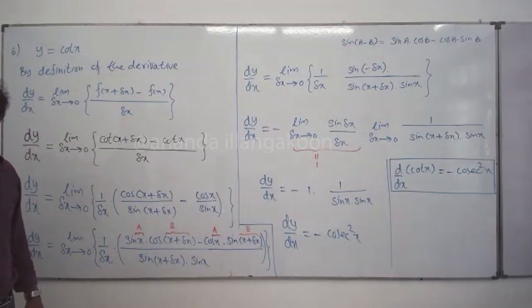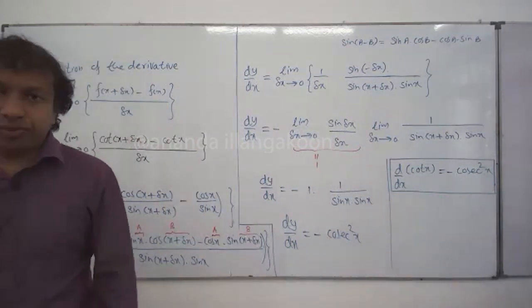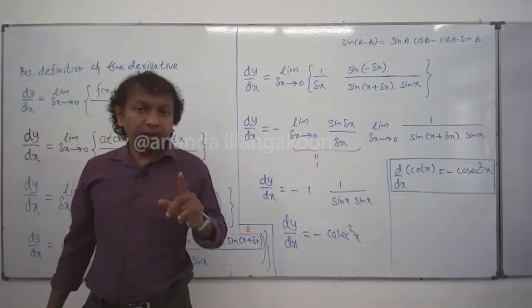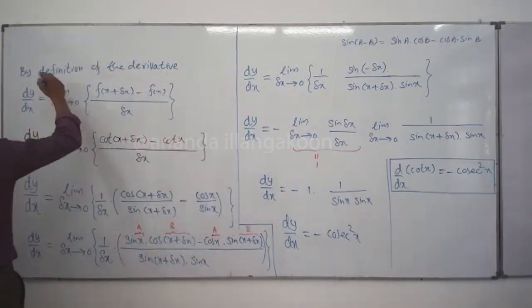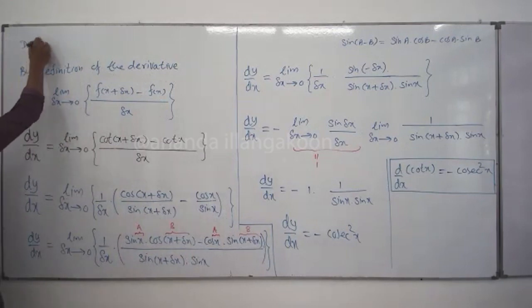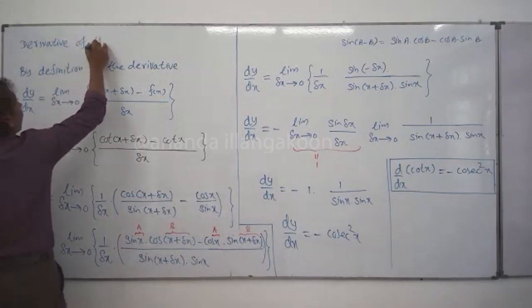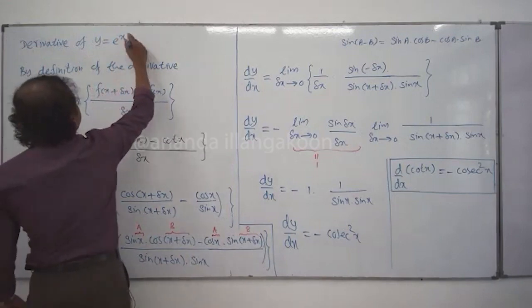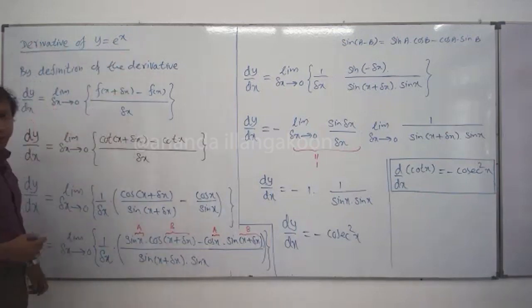Right, people, now we'll come to the next one: derivative of the exponential function. You know, the exponential function is defined by e^x, right? Now write the next one: derivative of y equals e^x, the exponential function. This e^x is called the exponential function. Try to take this derivative of e^x.